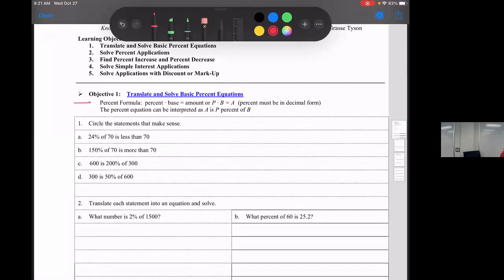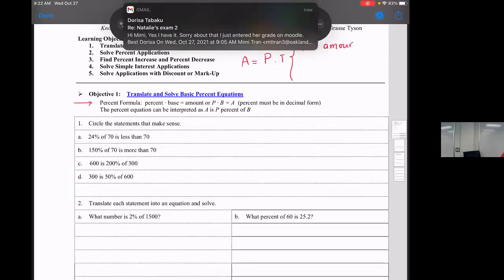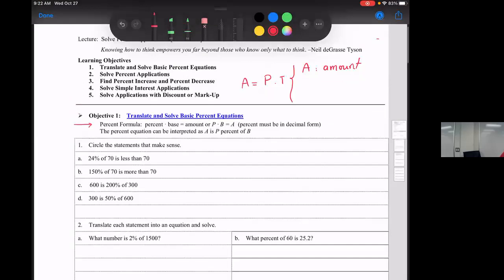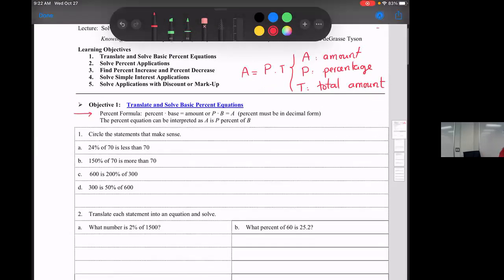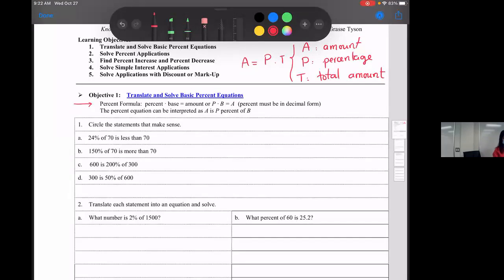Now, you see here, they give you a formula. Well, I'm going to give you a different one. Well, it's the same, I just use different letters. So I have A equals P times T, where A is the amount, P stands for percentage, and T is the total amount, your original amount, the very first amount. They use B and P, but B and P are too close, so sometimes you don't quite get what I say.